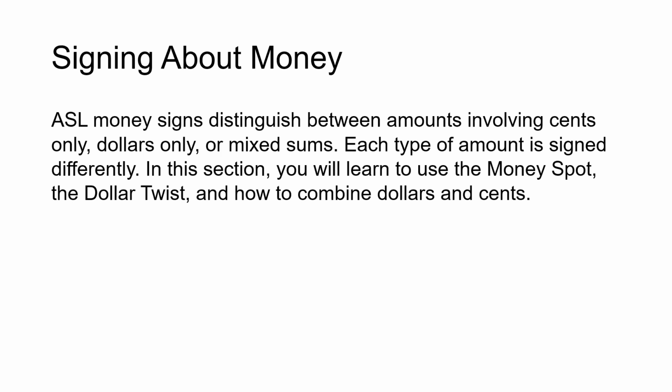Signing about money. ASL money signs distinguish between amounts involving cents only, dollars only, or mixed sums. Each type of amount is signed differently. In this section, you will learn to use the money spot, the dollar twist, and how to combine dollars and cents.